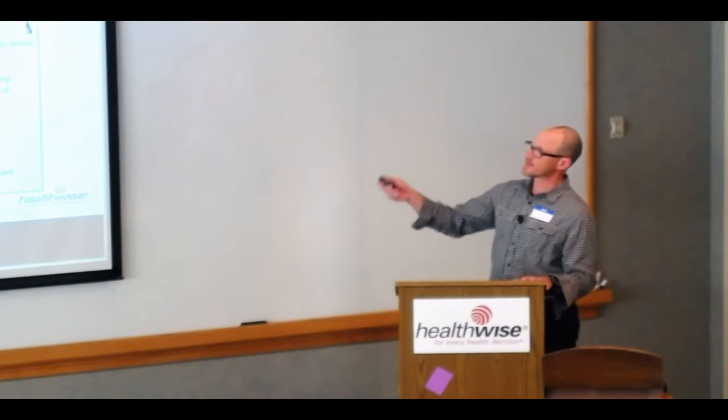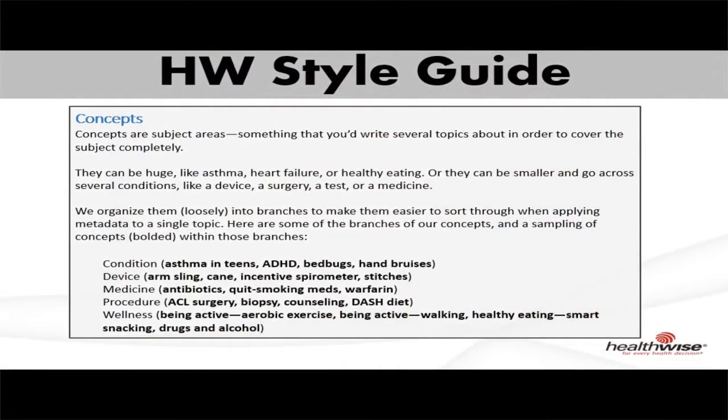Here's another. This is the style guide. This is where a lot of the rich detail lives. Here we define concepts. We give some examples. You can see the scale that these things exist at. For meds, you've got antibiotics all the way down to warfarin. For procedures, you've got surgery on your ACL, you've got biopsy, you've also got the DASH diet, which is a treatment.